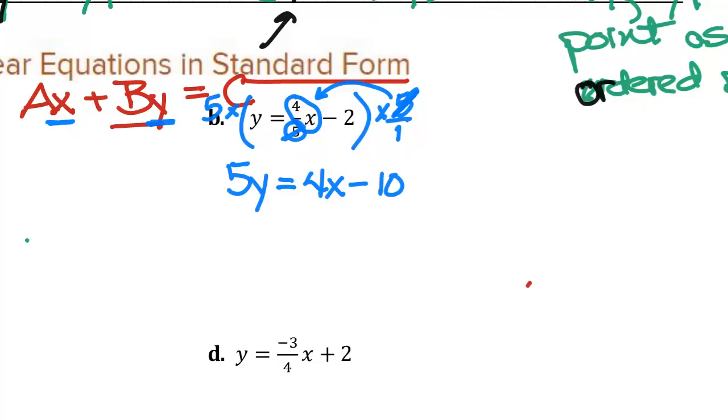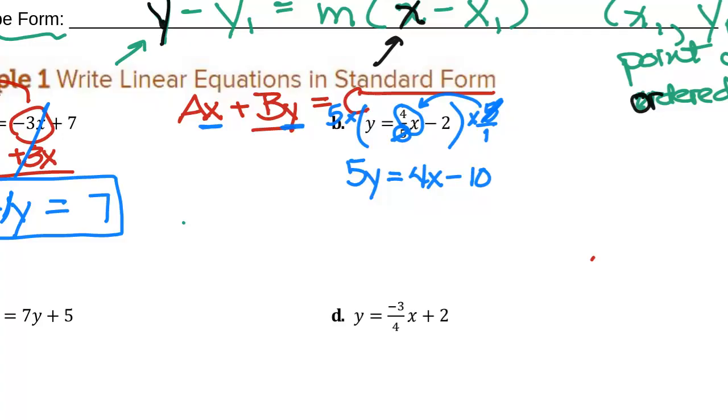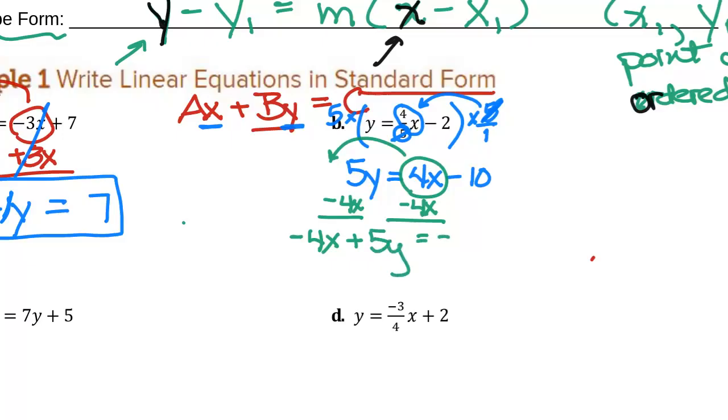So I'm pretty close. I have all integers now, but I know I need to move this x term over to the left. How do I move it? I need to subtract. What? No, don't say that. Don't. I understand. Everything's easy if you know how to do it.